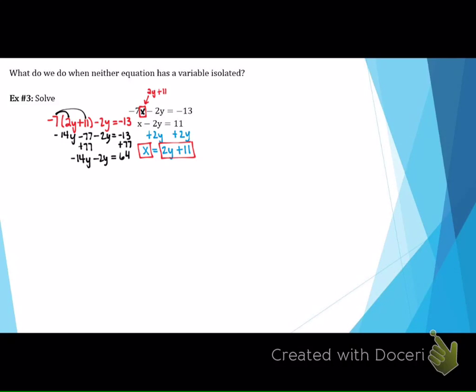Okay. Then you add -2y and -14y. You get -16y equals 64. Then you divide by -16. And you get y equals -4. Very good.